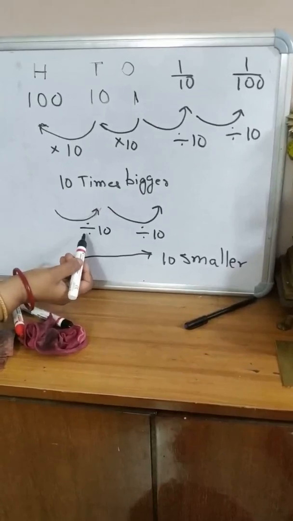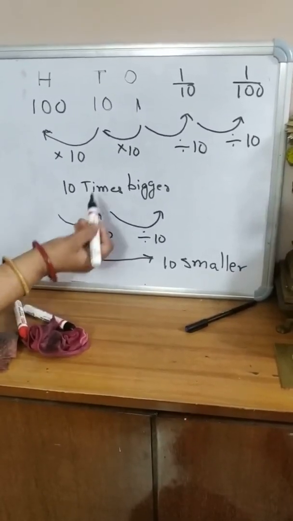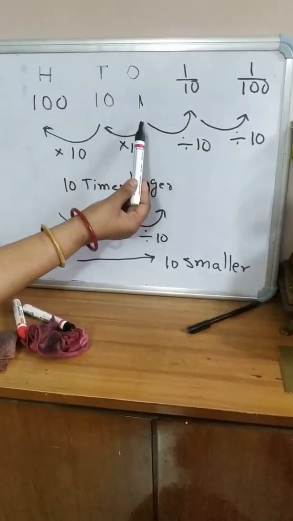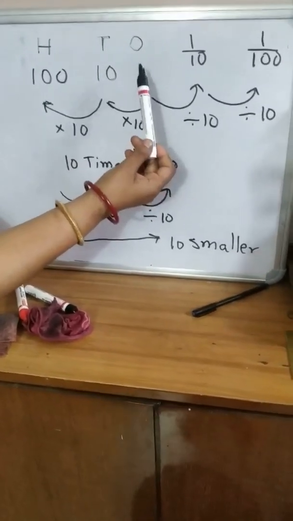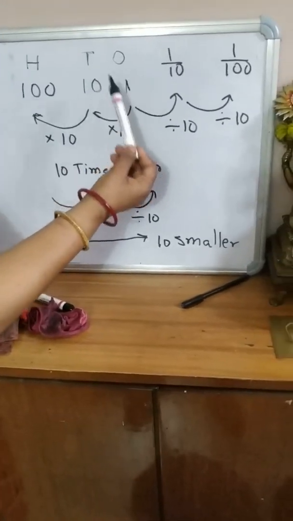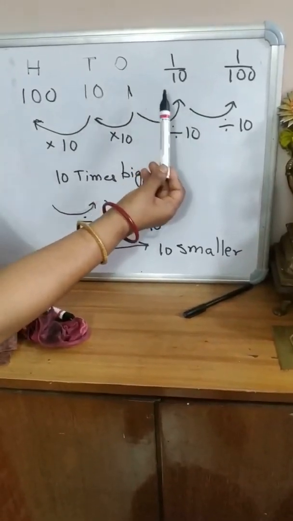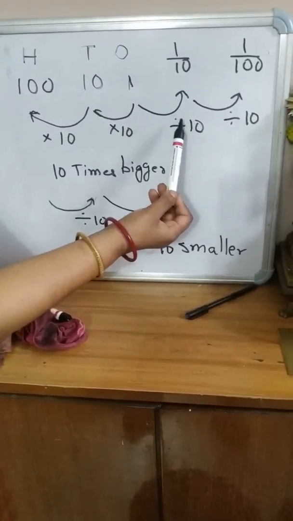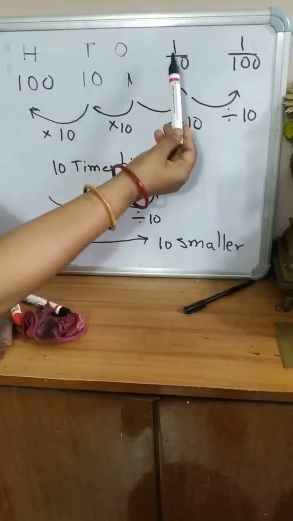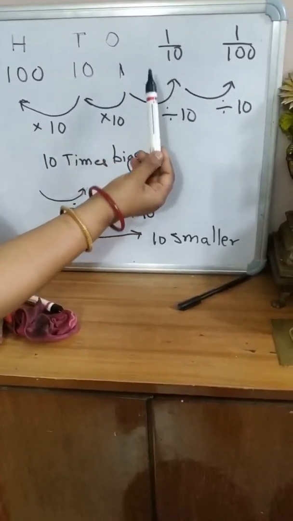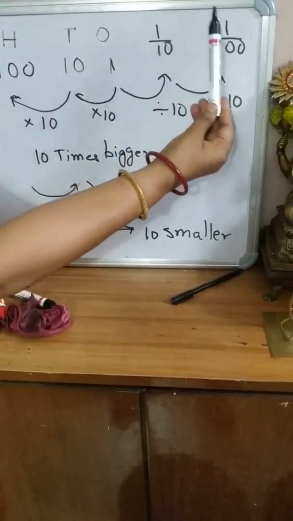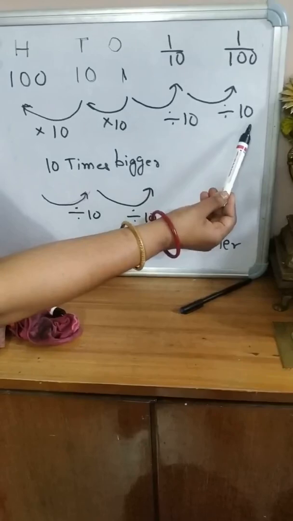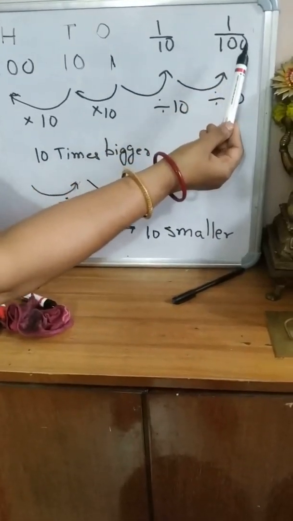I will divide by 10. Then I will go to the tens place. Again I divide by 10, I go to the ones place. If I want to move further towards the right, I will have to divide by 10. Now this 1 becomes 1 by 10. Again I want to move further towards the right, this 1 by 10 divided by 10 becomes 1 by 100.